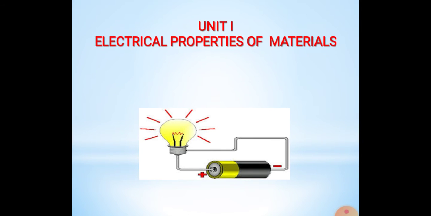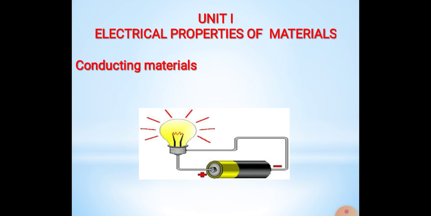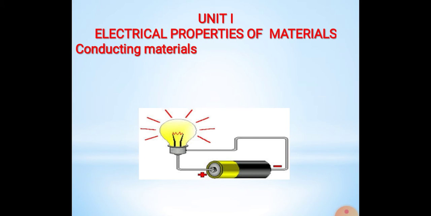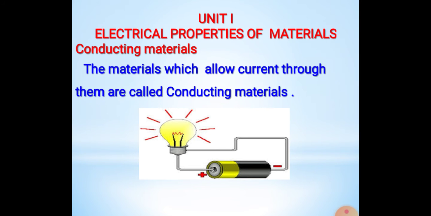First, we can see one definition in this first unit, that is conducting materials. What do you mean by conducting materials? If a material is allowing the current through it, then that material is called a conducting material. For example, if you consider an iron rod, the current can be passed through this iron rod. Then we can call that iron rod a conducting material because it allows current.